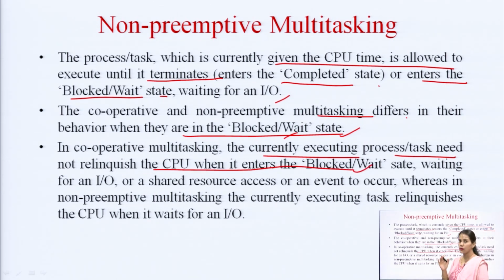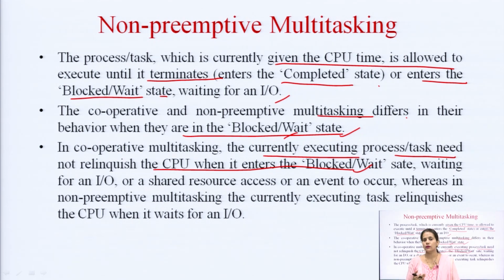So, in cooperative multitasking, it was always the wish of the task whether it wants to leave the CPU or not. But in non-preemptive multitasking, if the task is waiting for some input output device and it does not need the CPU anymore, then it has to leave the CPU. So, this is the difference between the cooperative and non-preemptive multitasking.